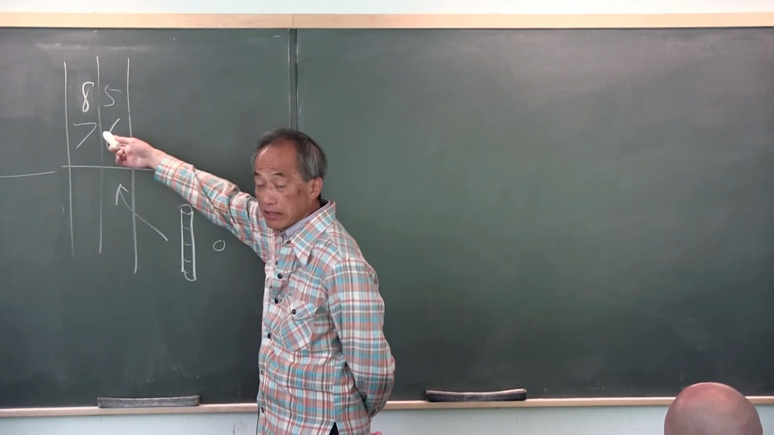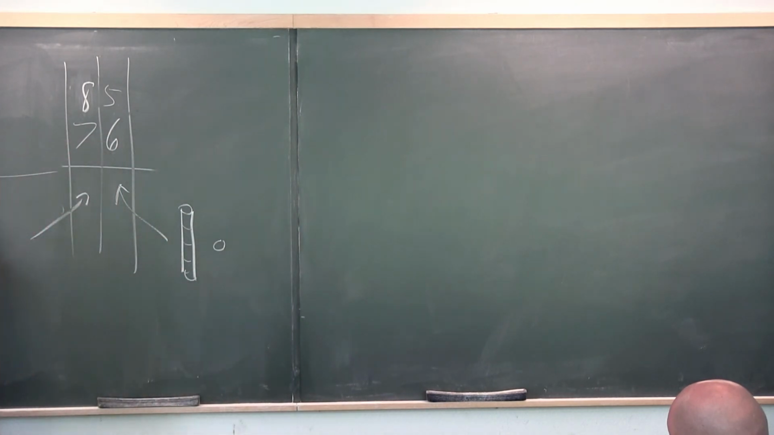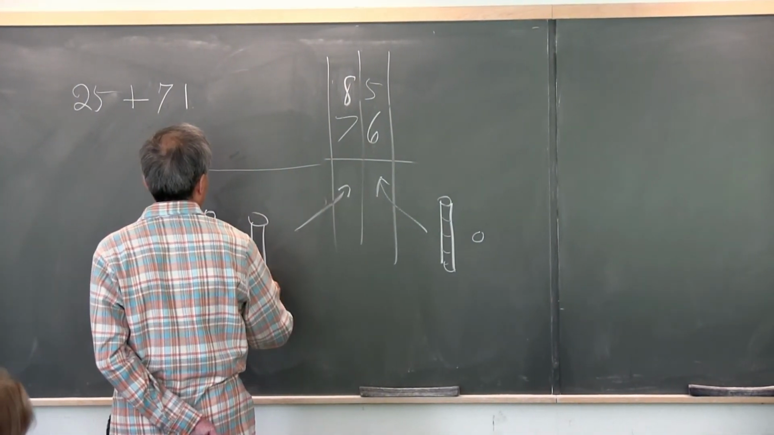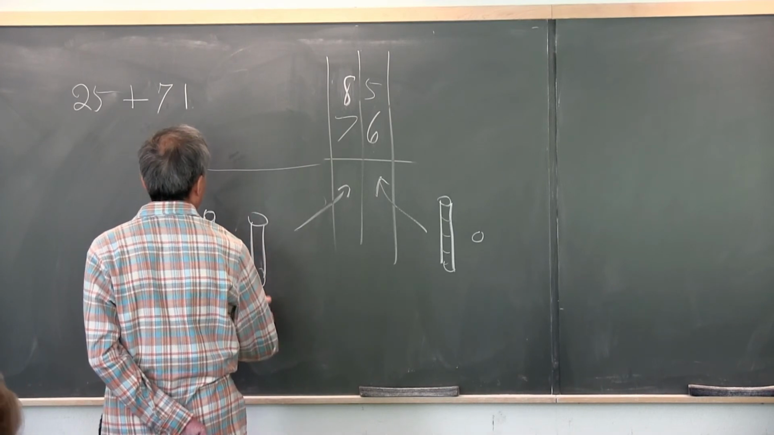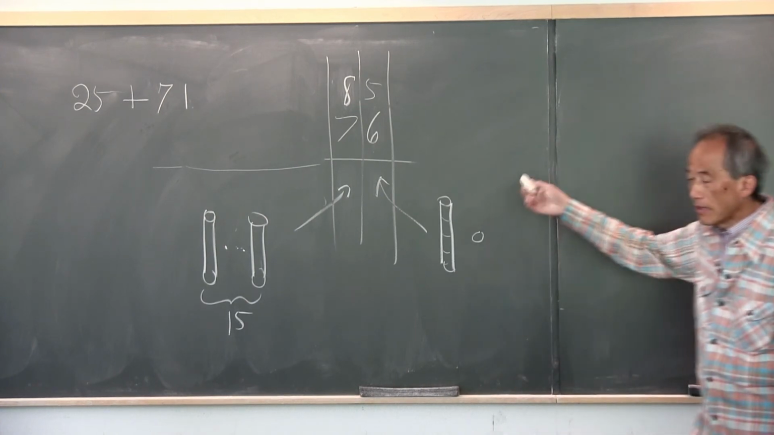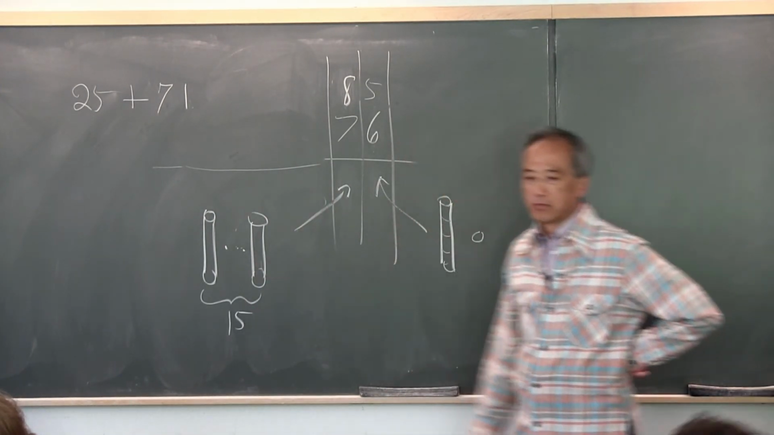Here you should do single-digit addition, 8 and 7. Well, of course, here now you have all together. Now 8 plus 7 is 15. The children know that, right? So you have 15 bundles.